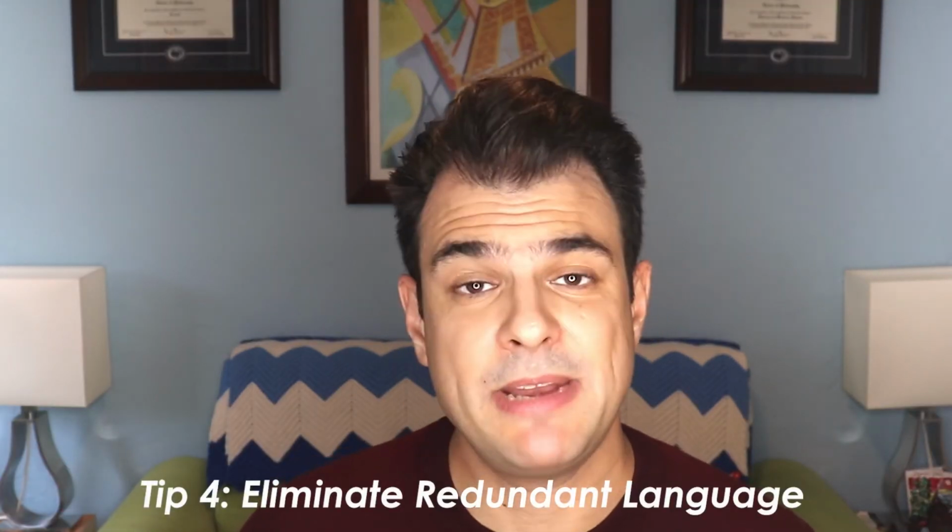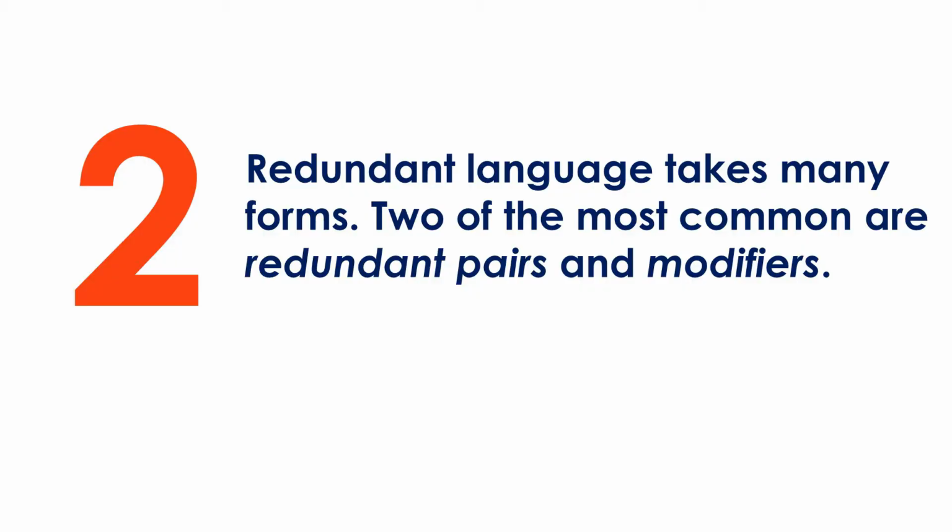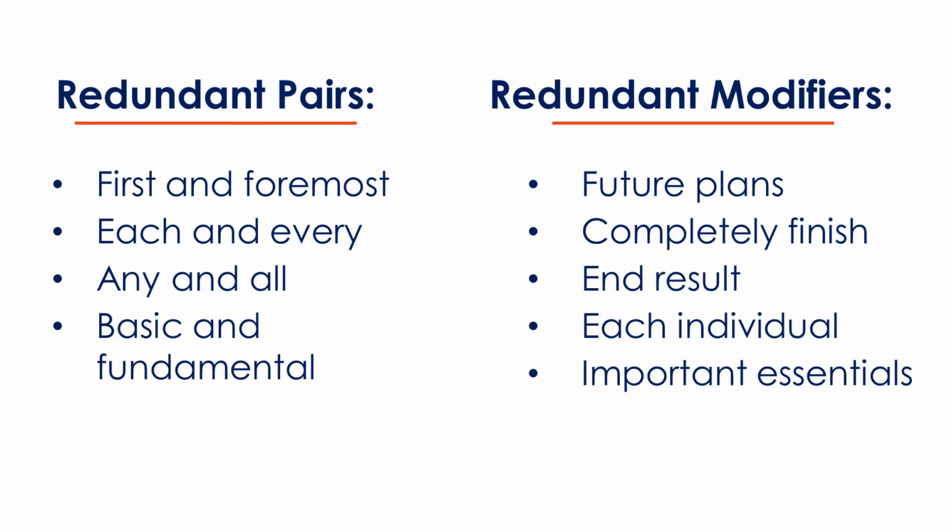Next tip, eliminate redundant language. Redundant language can, of course, take a variety of forms, but two of the most common that I want to emphasize here are redundant pairs and redundant modifiers. Redundant pairs are phrases like first and foremost, each and every, any and all, basic and fundamental. And redundant modifiers are phrases like future plans, completely finish, end result, each individual, or important essentials.